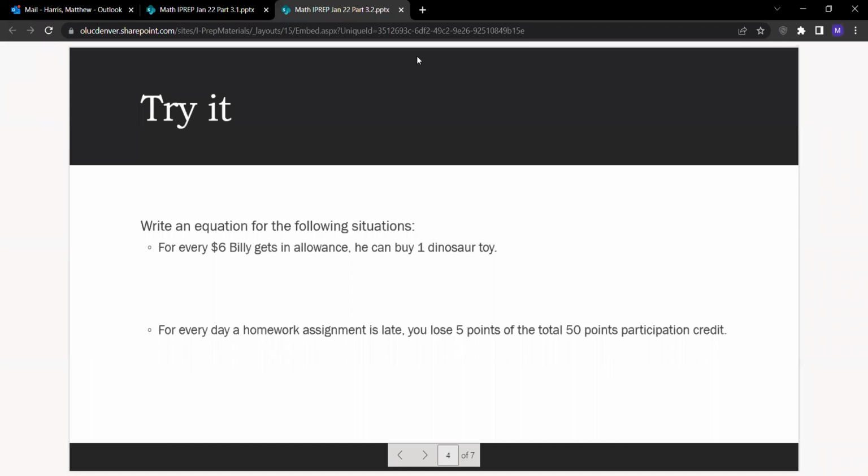So let's try this out. First we're going to read through, then we're going to identify which is our x and which is our y. Remember, our x is going to be our independent, and our y is going to be our dependent. Let's go ahead and read through this.